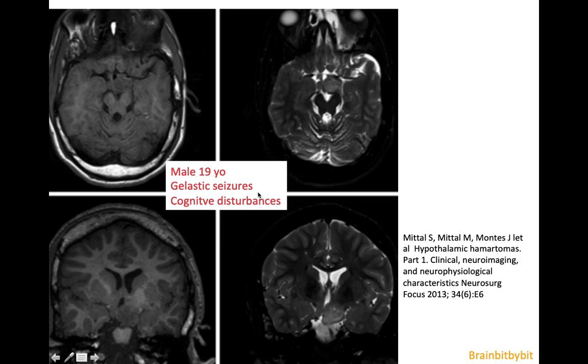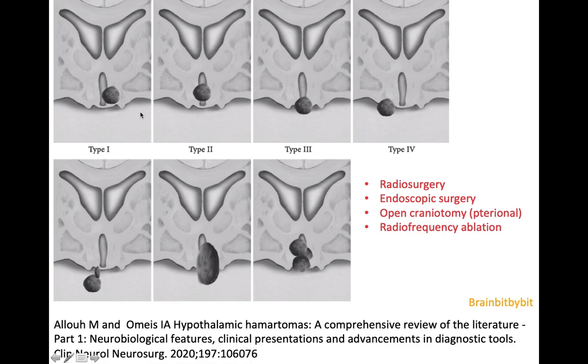Besides seizures, there are also cognitive disturbances, and the hamartomas do not always occur in the midline but might also be located off midline, and depending on where the hamartoma is located, the treatment is chosen. So it can be radiosurgery, surgery, or ablation.